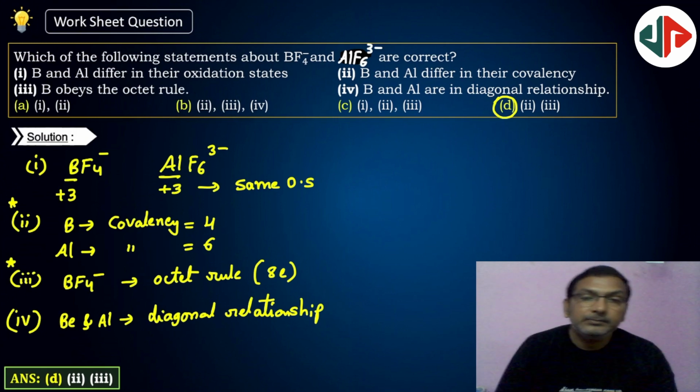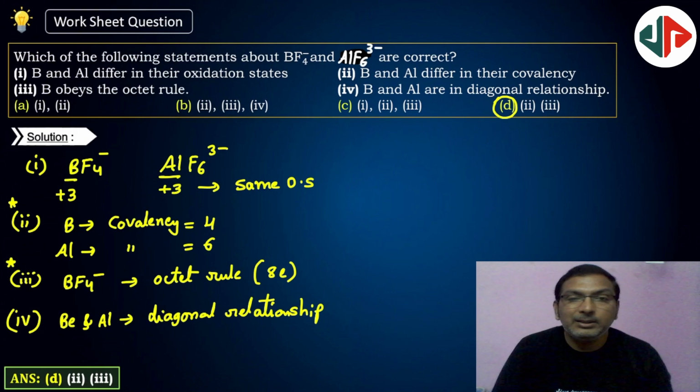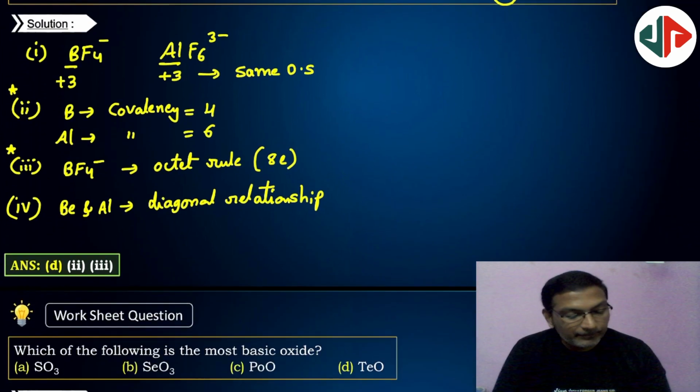First is related to oxidation state, next covalency, the maximum number of bonds. Next, octet rule. Next, diagonal properties. There is a diagonal relationship between beryllium and aluminium, not boron and aluminium. The second and third statements are correct. Next one.